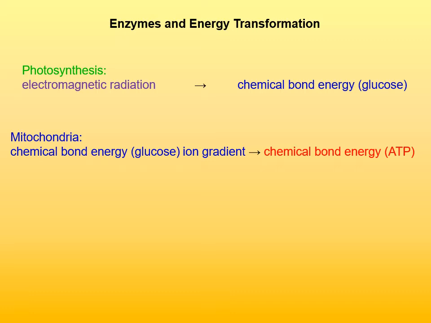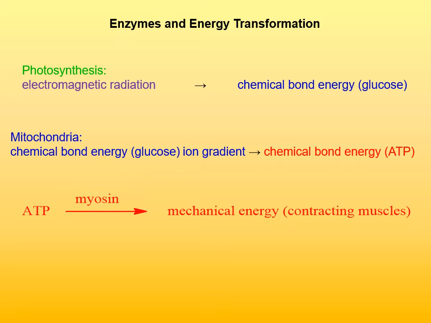And then again, in an enzyme catalyzed process, that ion gradient is used to synthesize ATP, another molecule that also has chemical bonds of high energy content. That energy of ATP could be used for various biological processes in the cell, or it could be used to generate mechanical energy, such as contracting muscles.